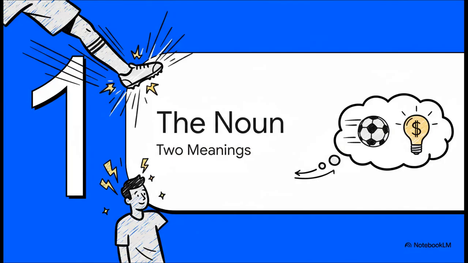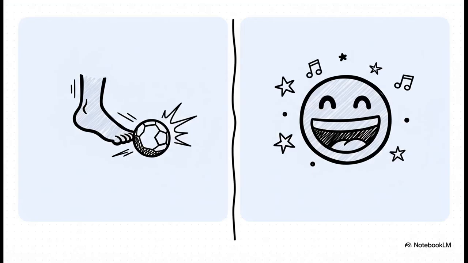First up, let's just look at kick when it's being a noun. Now, you might think it's pretty straightforward, but nope, it's already living a kind of double life. See, on one hand, you've got the literal, physical meaning, a hit with your foot. Simple. But then, on the other hand, it's something totally abstract, a feeling of enjoyment or fun. Same exact word, two completely different worlds.